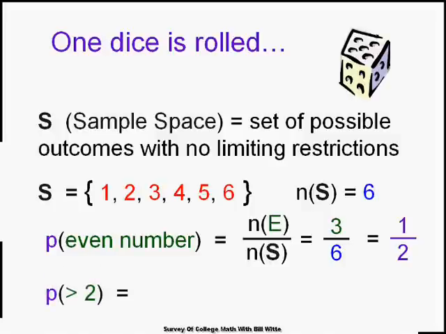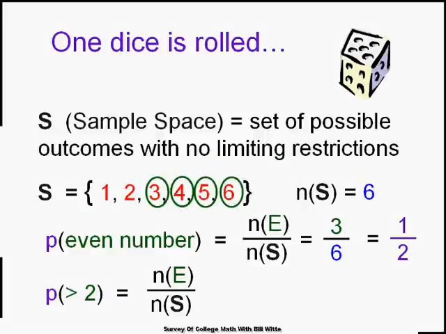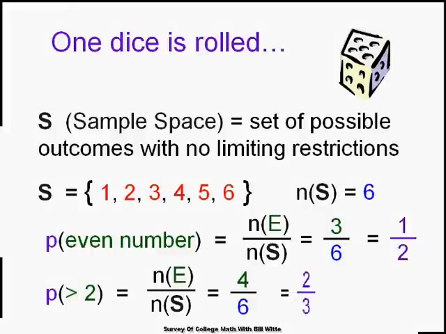What's the probability of getting a number greater than 2? Well, let's see. Once again, it's the number of members in the event space divided by the number of members in the sample space. How many ways can we get a number greater than 2? 4 ways. And how many are in the sample space? 6 ways. Well, we've got to reduce. So the probability of getting a number bigger than 2 is 2/3. Get the idea?